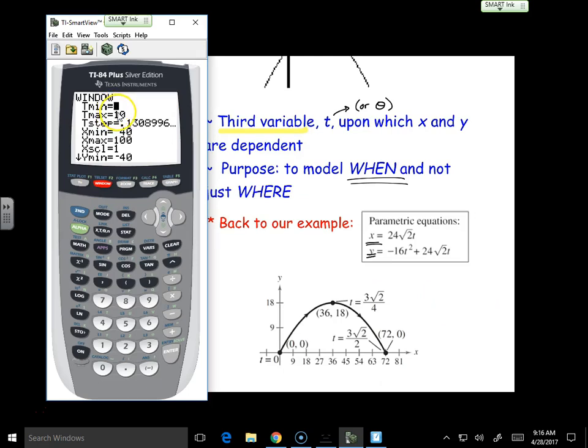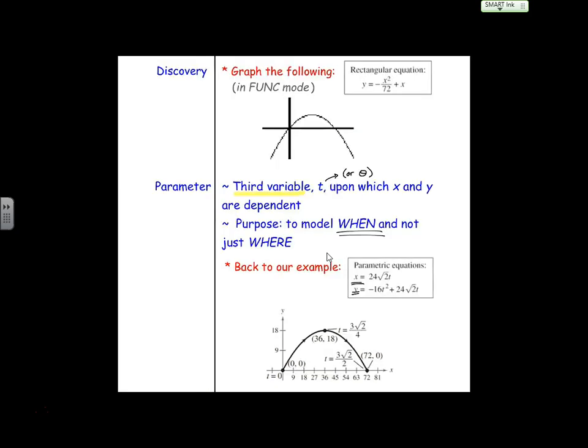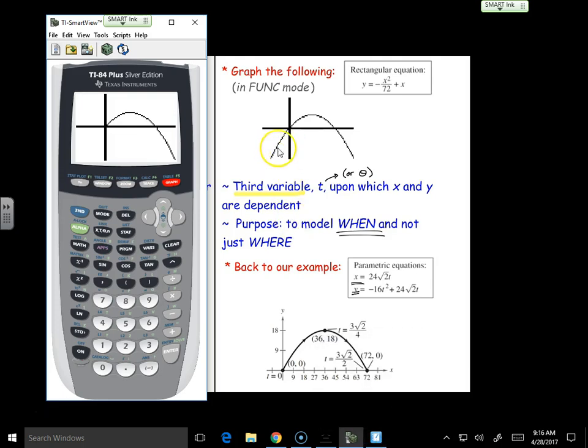with t starting at 0 and going to some higher number versus what we see here on the top in function mode that has the entire parabola? Parametric shows the when, not just the where. T equals 0 only shows part of the graph. Why?